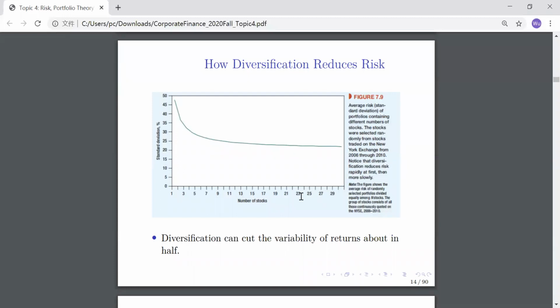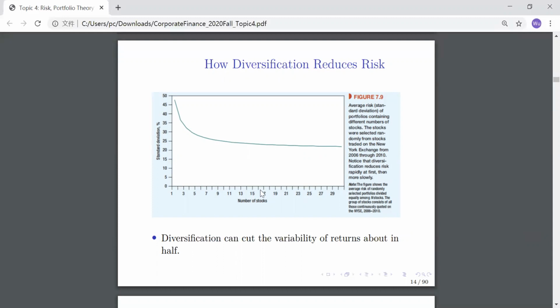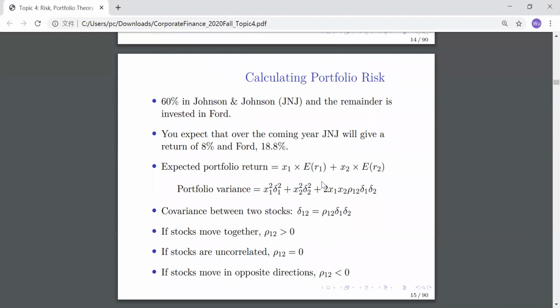And now we move on to the next concept, right? So when we go from an individual security to form a portfolio, that is from one security to like 5 stocks, 10 stocks, we want to use the concept of diversification. So the idea is that holding more stocks reduces our risk exposure, right? This is the number of stocks, and this is the standard deviation. You can see if you have more stocks, the standard deviation goes down. So that is the power of diversification. And in this graph here, diversification can cut the variability of returns about in half, right?